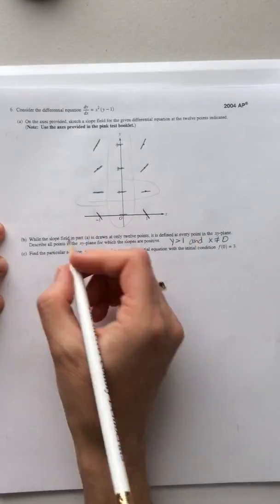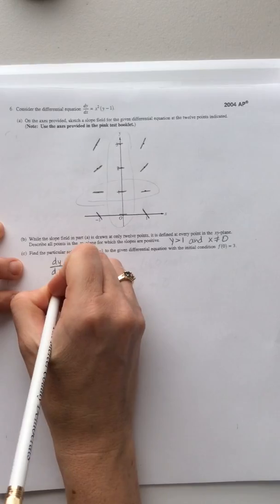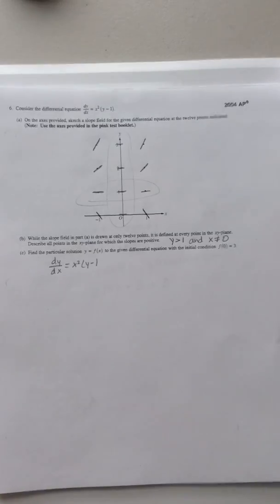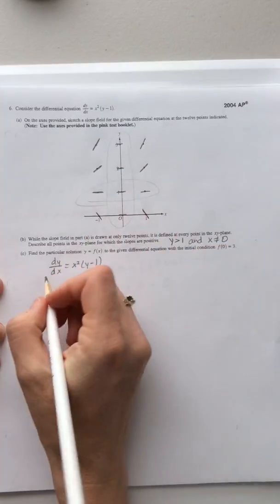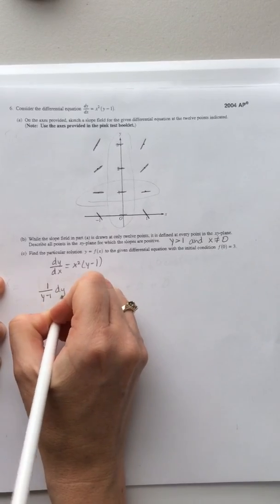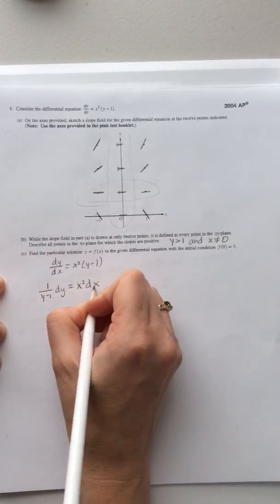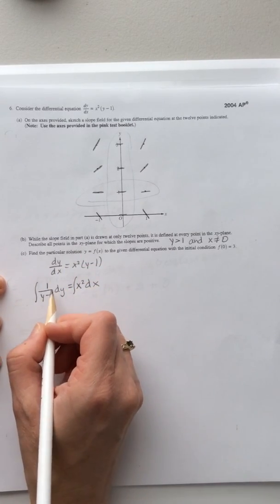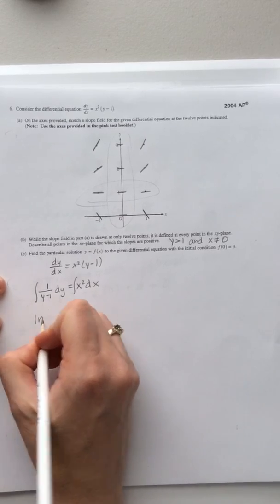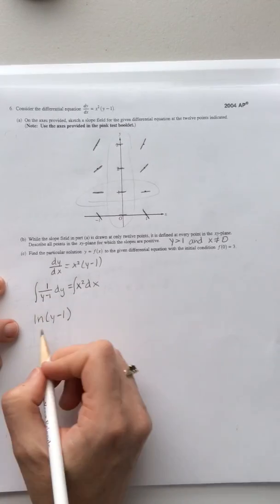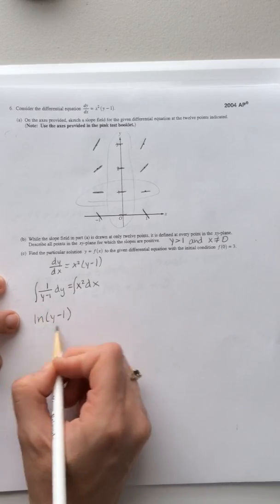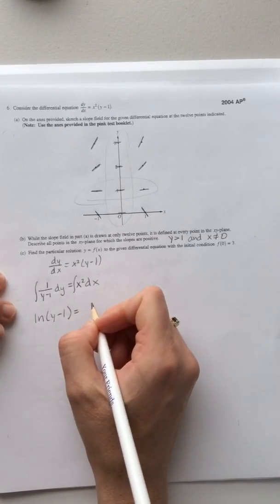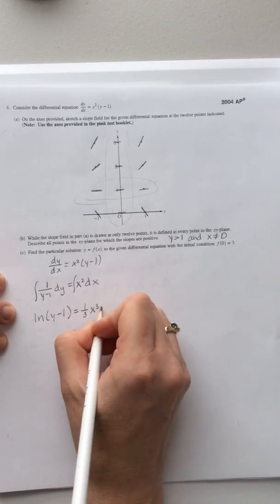Then it says find a particular solution. That means separation of variables. To do this, I'm going to get 1 over y minus 1 dy equals x squared dx, and we need to integrate. Fortunately, on the left side, the derivative of that denominator is 1, which means the antiderivative will just be ln of y minus 1. And you can check that. If you were to differentiate ln of y minus 1, you'd get 1 over y minus 1 times 1, so it is correct. The antiderivative of x squared is 1/3 x cubed plus c.